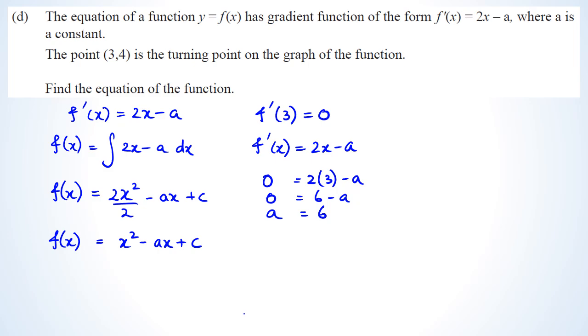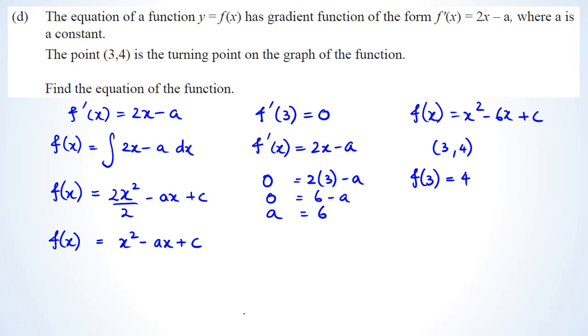So now that we've figured out a, we can go back to f of x and rewrite it as x squared minus 6x plus c. Now what we do know is that the turning point is (3, 4). So in other words, we can say that f of 3 equals positive 4.